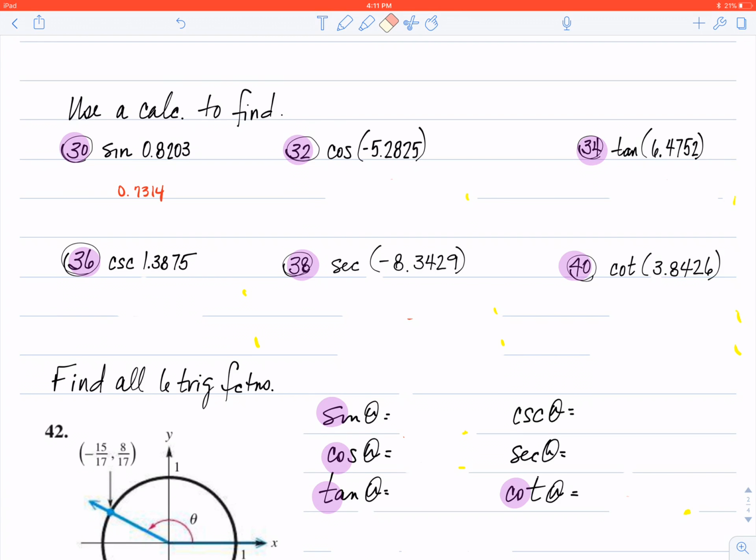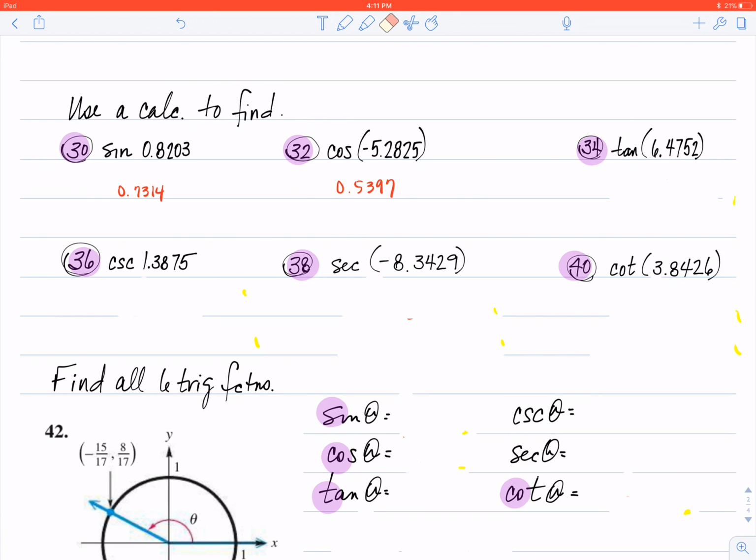If you did not get that number, it's very possible that you're working in degrees. Notice I have no degree symbols on any of my angles, so I'm working in radians. Your mode needs to be in radian mode. Going to number 32, if you type in the cosine of negative 5.2825, you're going to come out with 0.5397.